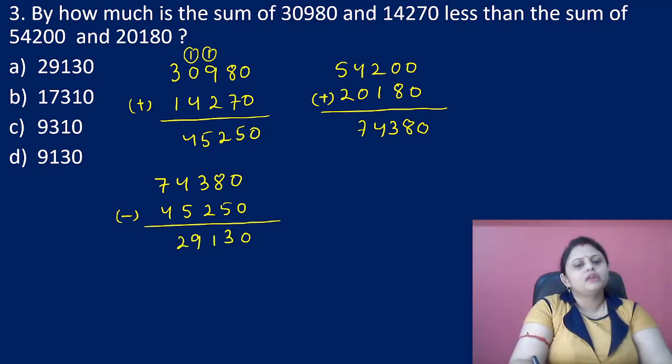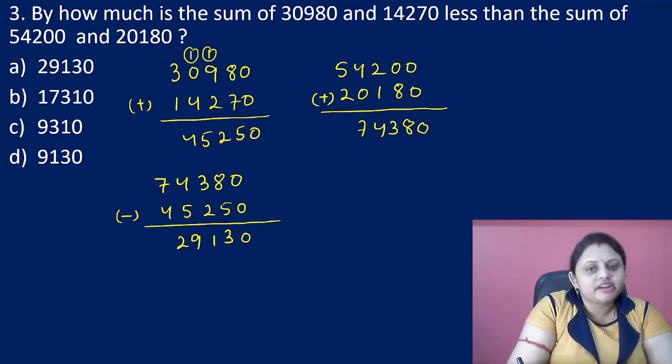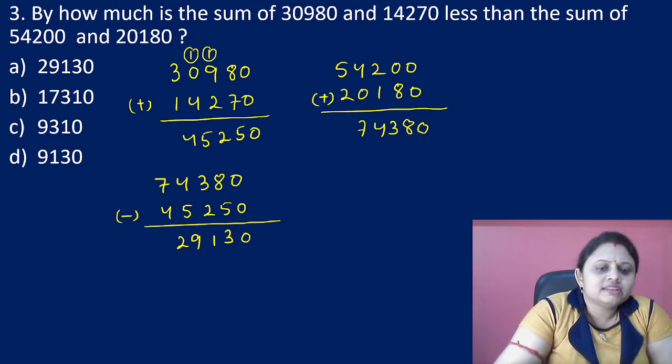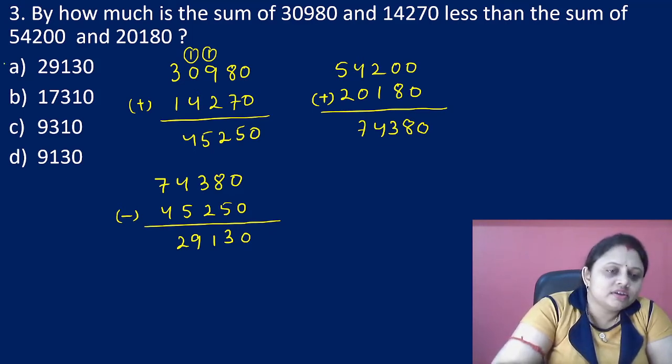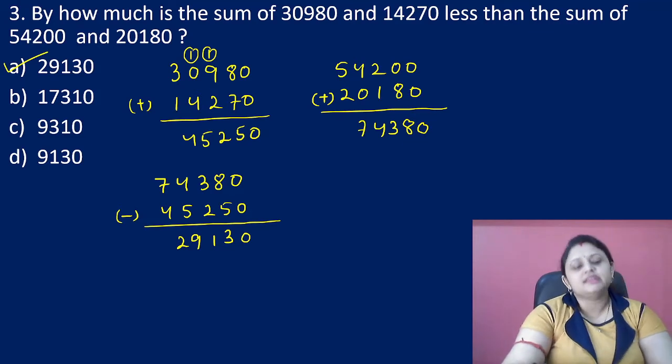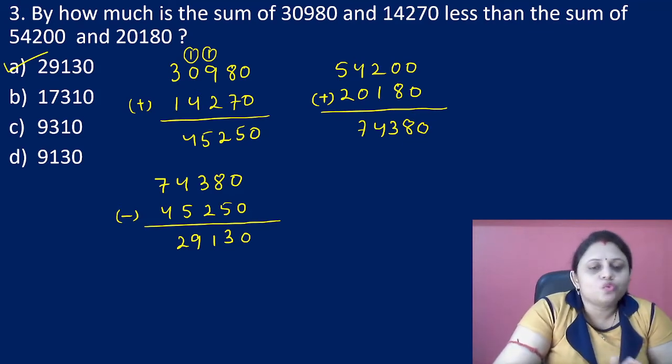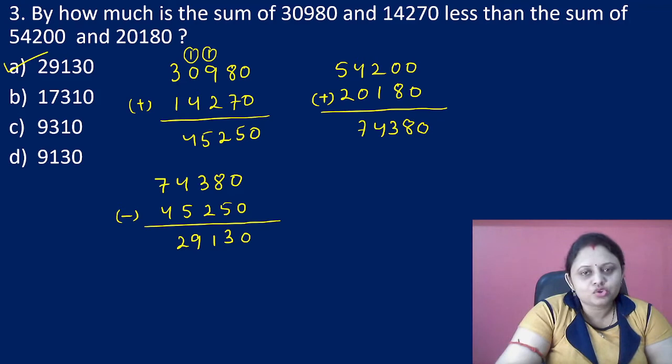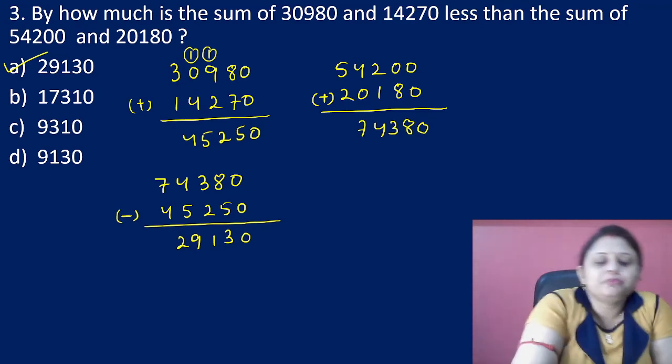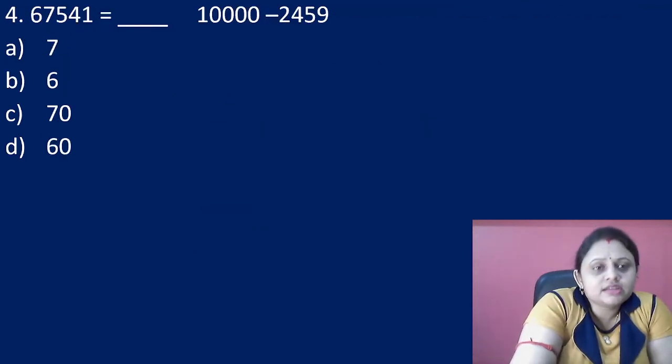The answer is 29,130. So where is our answer present? Is it there or not? Yes, of course it is there. Where is it? It is in option A, that is 29,130. Okay bachon, isn't it interesting? Chalo, let's move to the next question.